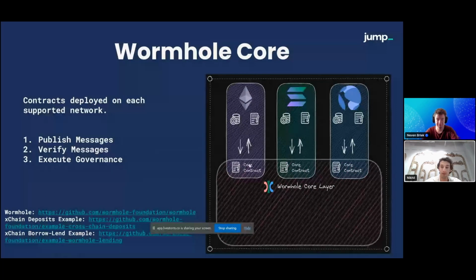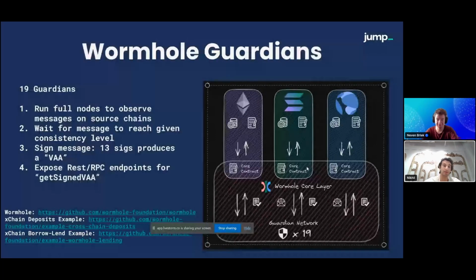So the next question is what's in this core layer? How do messages actually move around from one chain to another chain? They can publish messages and verify messages, but they actually have to get there. And there has to be a process by which they're verified as valid. So that's what's in the core layer, and that's where the Wormhole guardians come in.